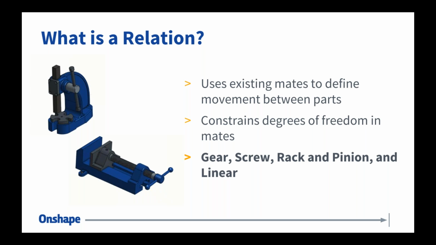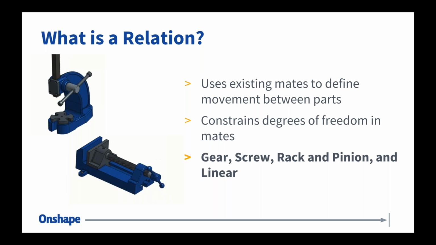So in the top left corner, I have a rack pinion example. You can see as I'm rotating it up and down, you can see that rack pinion driving up and down, just like you would in a real arbor press. Well, that's the linear degree of freedom of a slider mate, right? And the rotational degree of freedom for the handle. So what we're doing in a relation is we're constraining those degrees of freedom.